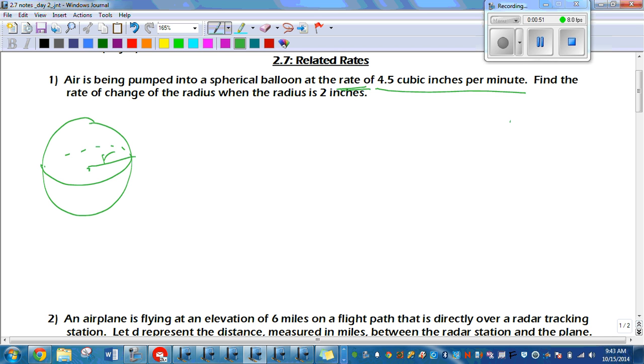Volume. All right, so the change in volume with respect to time, because volume is measured in cubic units. So dV/dt is 4.5 cubic inches per minute.